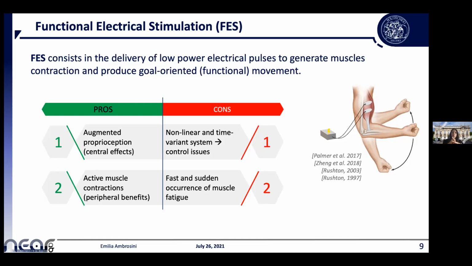The main disadvantages of FES as a technology are the difficulty in control, due to the nonlinear and time-variant system that is our muscles, and the fast and sudden occurrence of muscle fatigue compared to voluntary contraction.